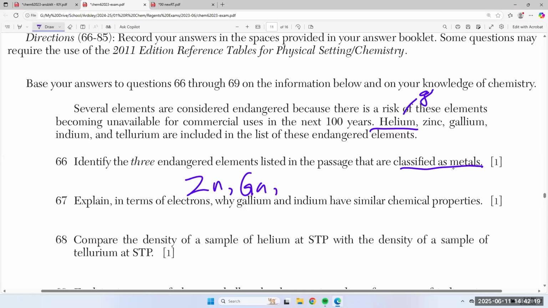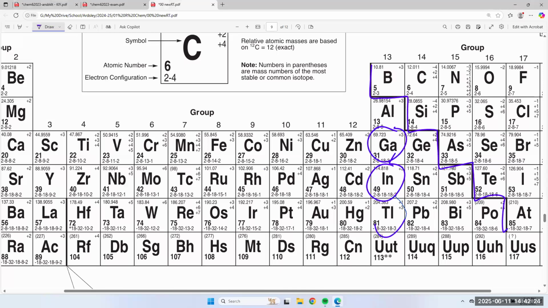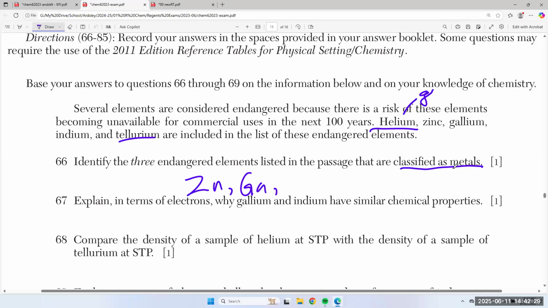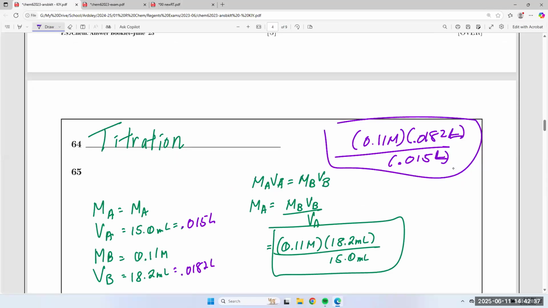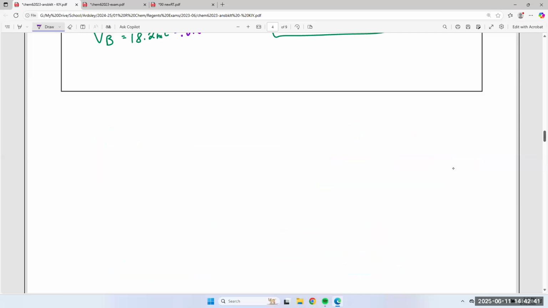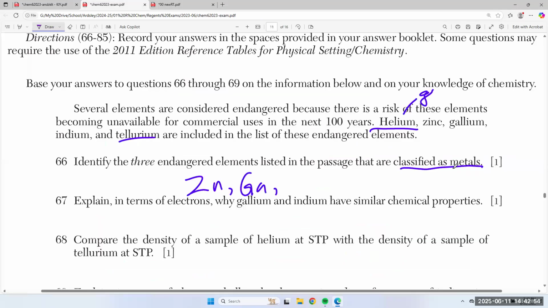And then what else? Tellurium. Tellurium is also in that group. It's down below, somewhere here, Te. So these are all metals. So it says how many? 3. So it's everybody but helium, because helium is a gas. If you think about it, you don't even need to go to the periodic table, because you could have figured this out by just knowing that helium is a gas. So what do we got? We got gallium, indium, and tellurium. You can write that out if you don't know the symbols.